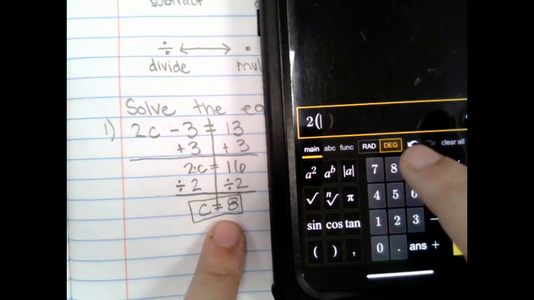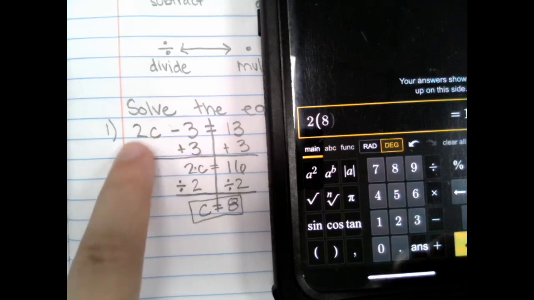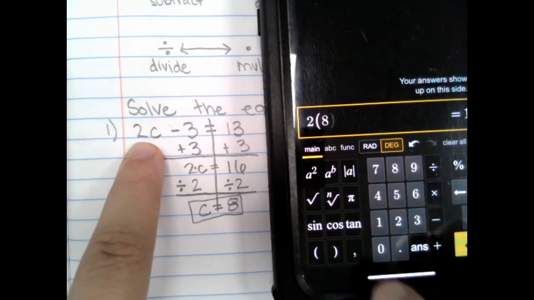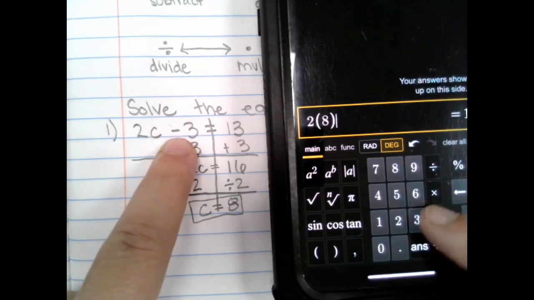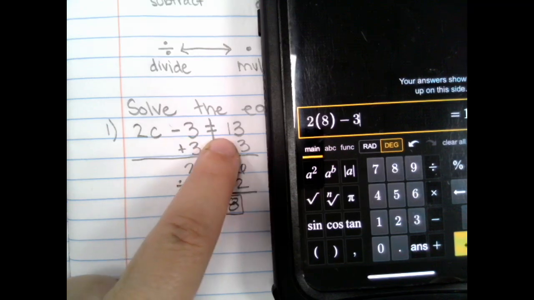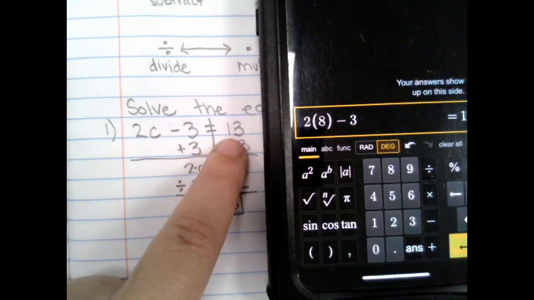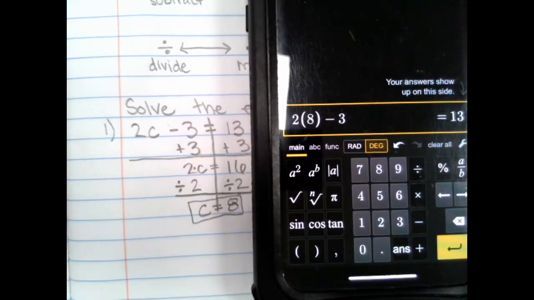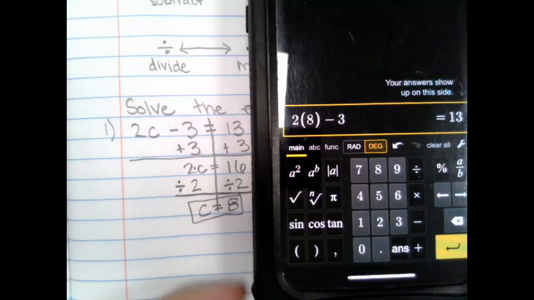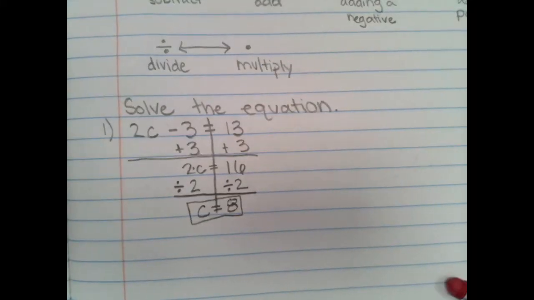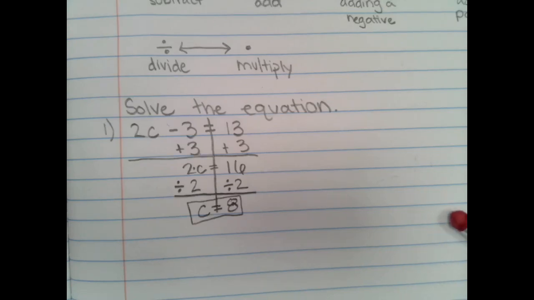So I'm going to go back to this original and just double check our work. So 2 times 8 minus 3. What should my answer be? 13. Did it work? Yep, so we got it right. The checking part? Yeah, this is like what's on the quick check, yep.